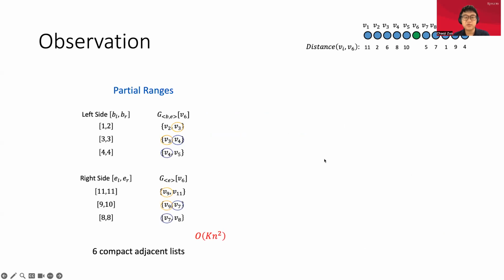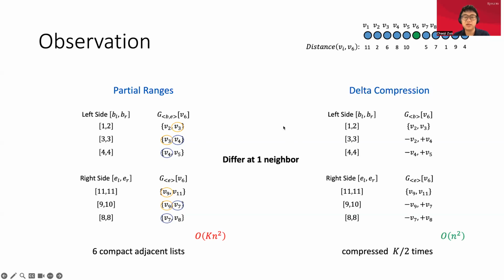Besides, we have another observation that two adjacent ranges will share many of the same neighbors. For example, here we can see R3 appears in ranges 1, 2, and also appears in ranges 3, 3. Actually, two adjacent ranges will just differ at one neighbor. So we can apply the delta compression on our partial ranges. And in this way, we can further reduce the index size to O(n squared).